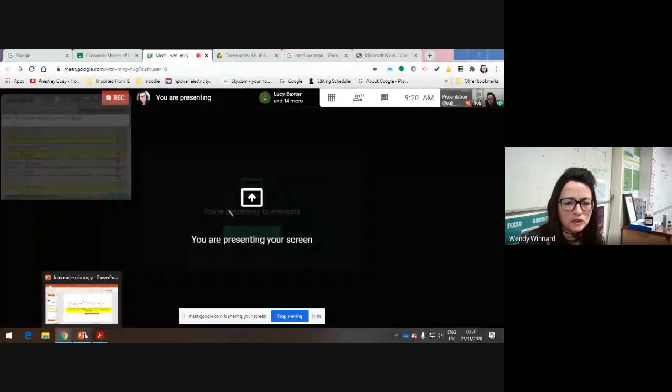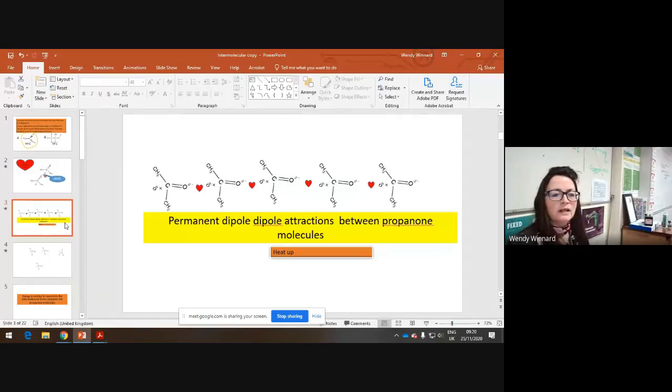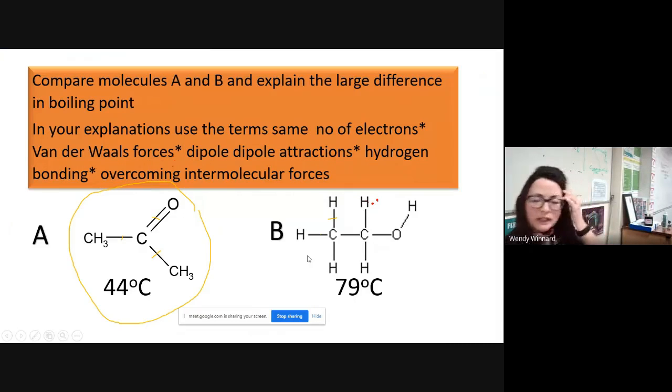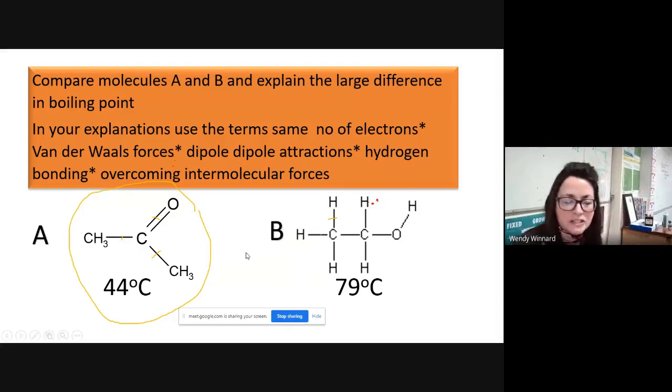So if we now go back to the PowerPoint again, let's look at those two molecules again. Now, Annabelle said that the intermolecular forces between the ethanol molecules are greater than the intermolecular forces of attraction between the propanone molecules. So if you've got nail polish remover at home, pour some on your hand and wave it about. It'll feel really cold. If you pour some vodka on it, it won't feel as cold. If you pour water on it, it won't evaporate as quickly.